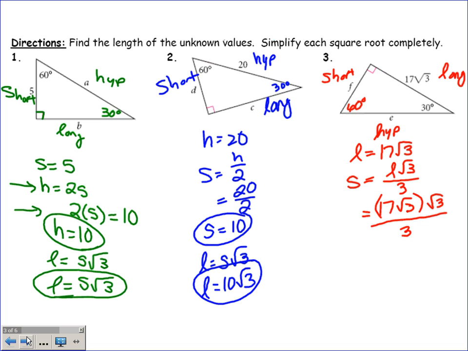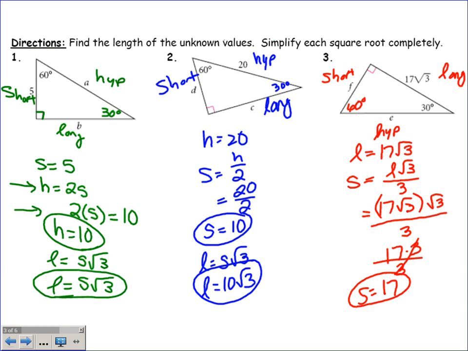Okay, what is the square root of 3 times the square root of 3? 3. So this turns into basically 17 times 3 divided by 3. When you multiply something by 3 and divide by 3, so just the short leg just equals 17.